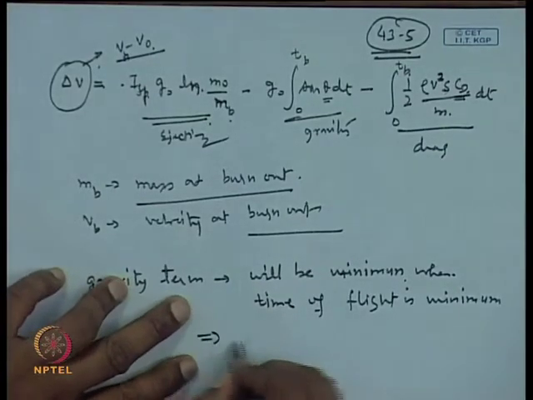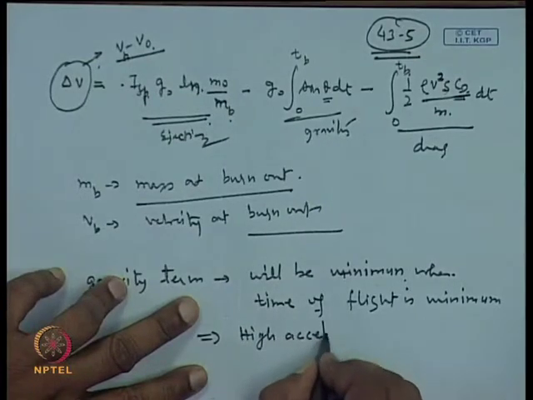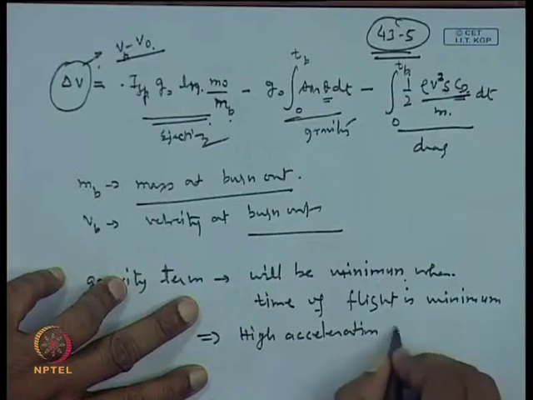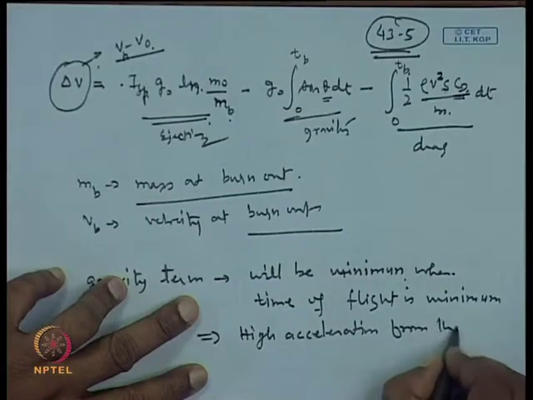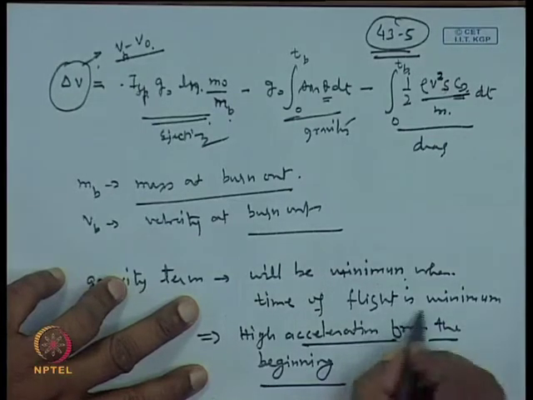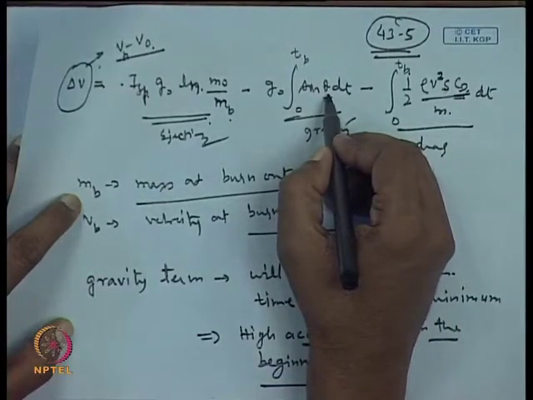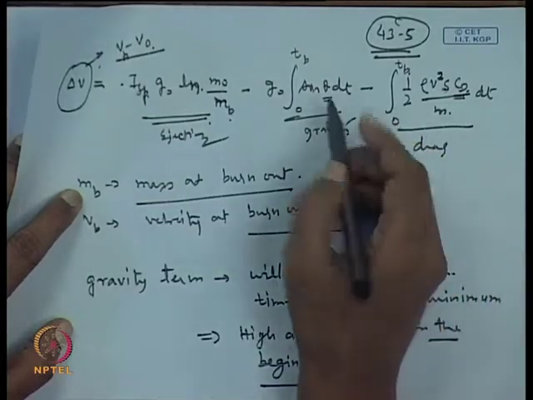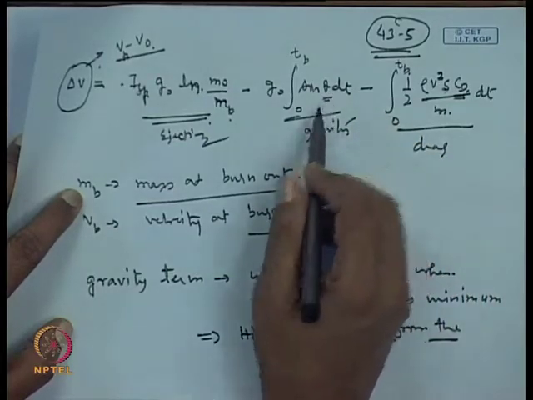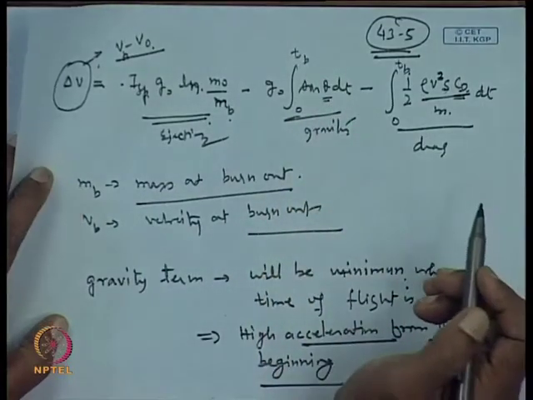and this implies high acceleration from the beginning. Okay, give high acceleration from the beginning. So, your time of flight will be less, or either theta 0 to be 0. So, if theta is 0, then this part vanishes, but it is not possible that theta will be all the time 0.